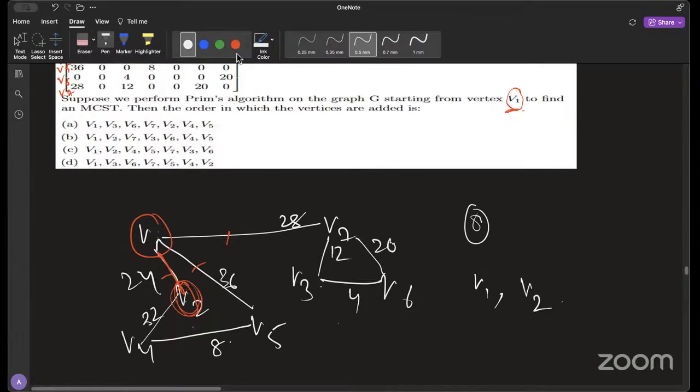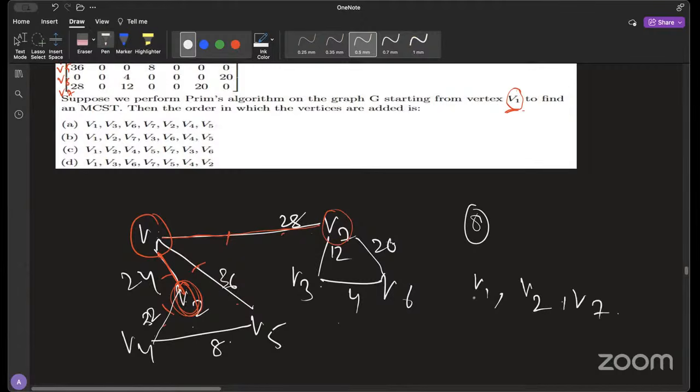Then from V2, this gets unlocked. That's it. And you have to choose the minimum from the unlocked ones. So this is 1, 2, and 3. You have to choose the minimum from these three. It's 28, 36, and 32. So the minimum one is this. So next is this one. So your next one should be V7.